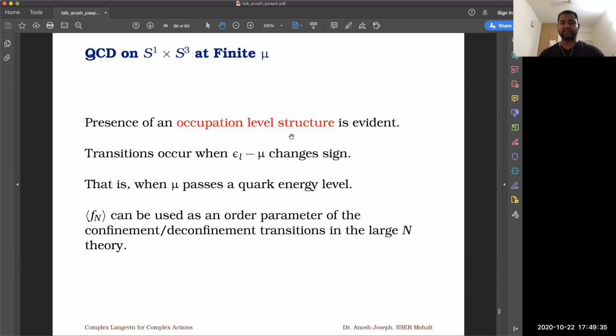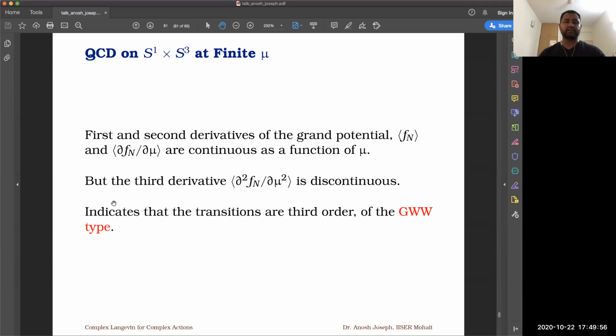The presence of an occupation level structure is evident in this. Transitions occur when the energy E minus mu changes sign. That is, when mu passes through a quark energy level, these transitions occur, and we can use Fn as an order parameter to find the phase of the theory. Again, the third derivative is discontinuous, so it is a phase transition of Gross-Witten-Wadia type.